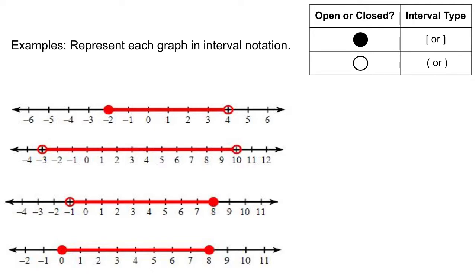For these examples, again, first, let's indicate the key numbers. So I have -2 and 4. So I can write -2 comma 4, and then I'm going to indicate the bracket type. So the first one I have a closed circle at -2, indicating it includes the -2. When I have the closed circle, I use a bracket.